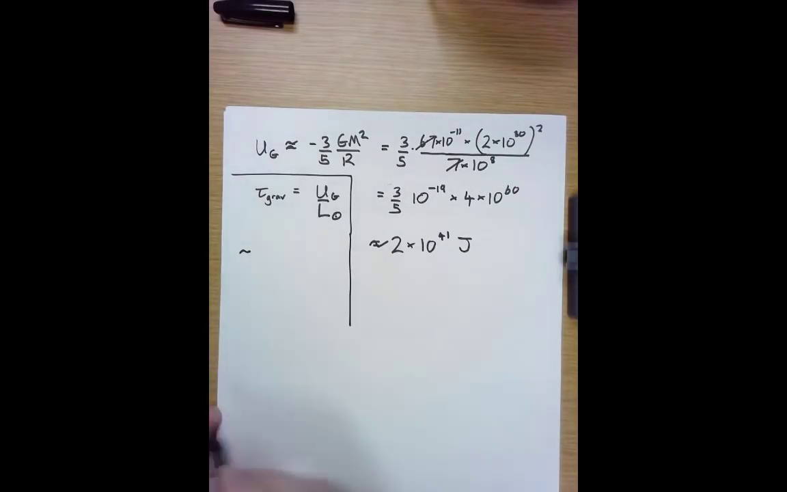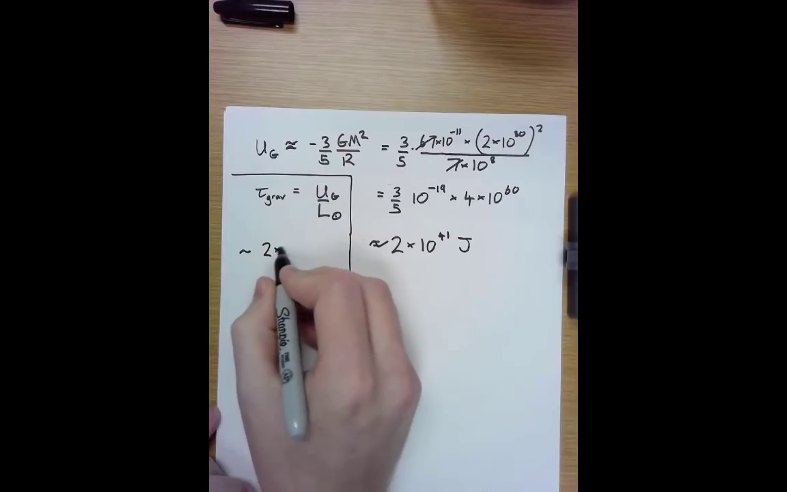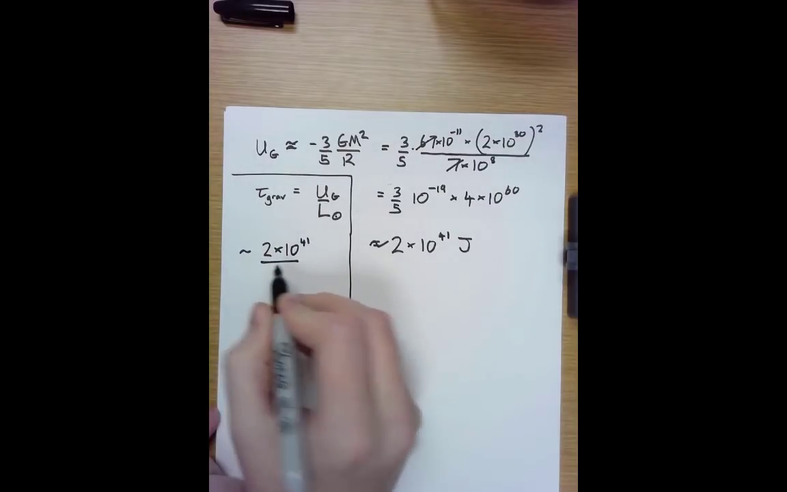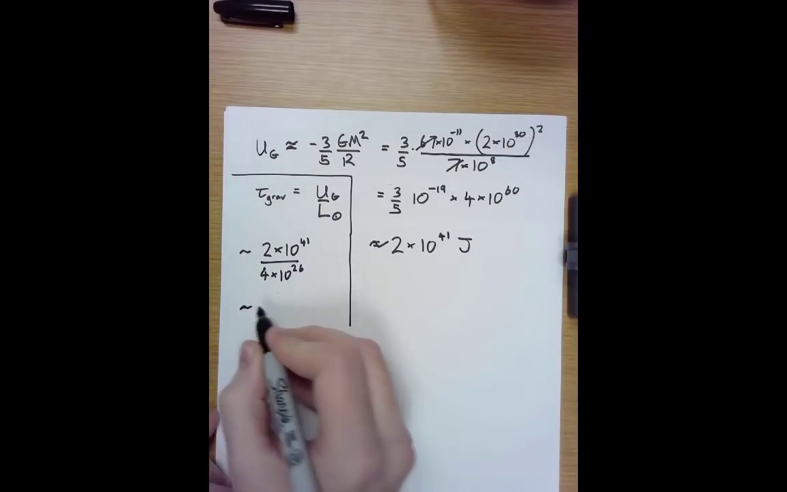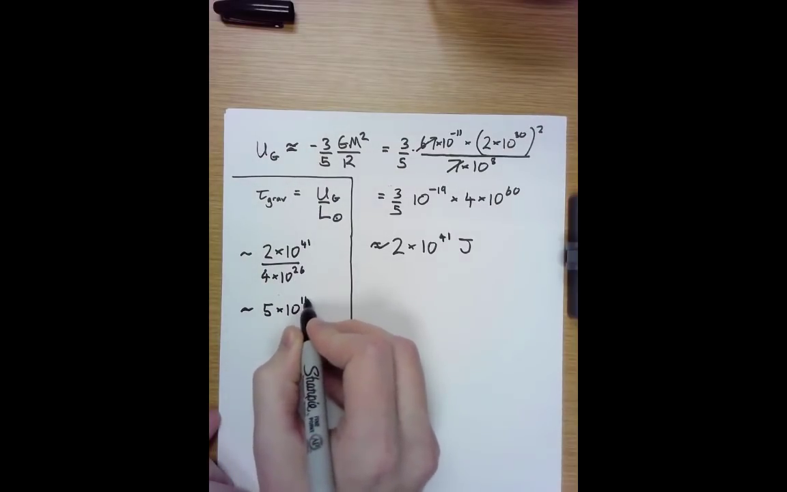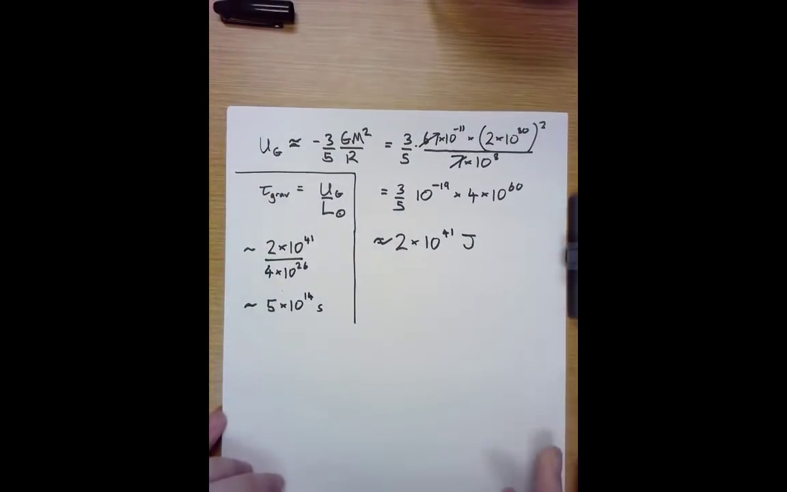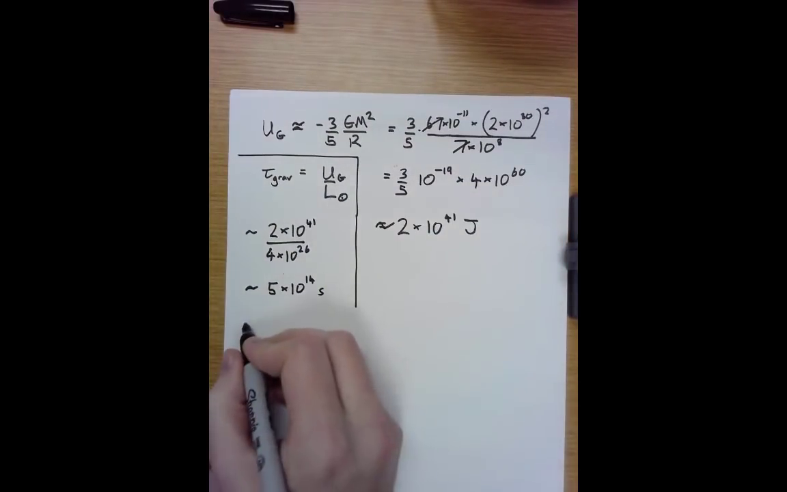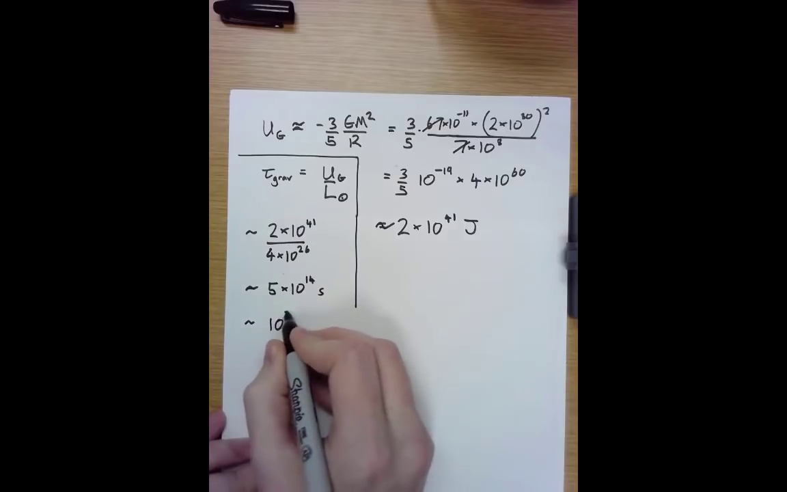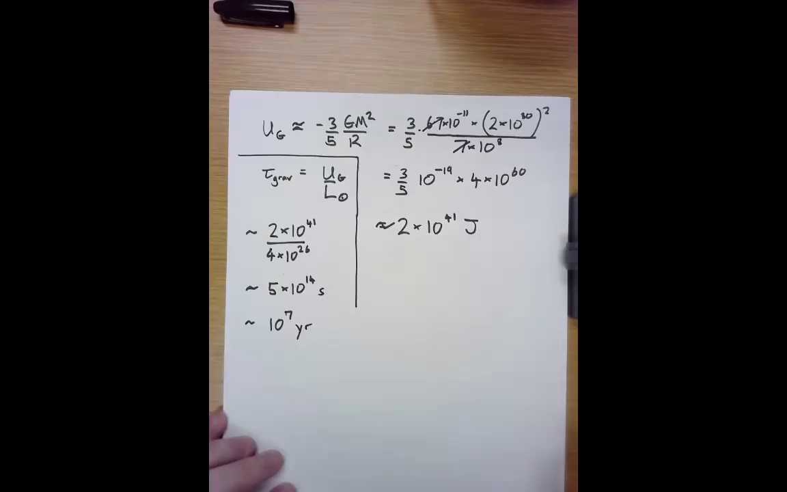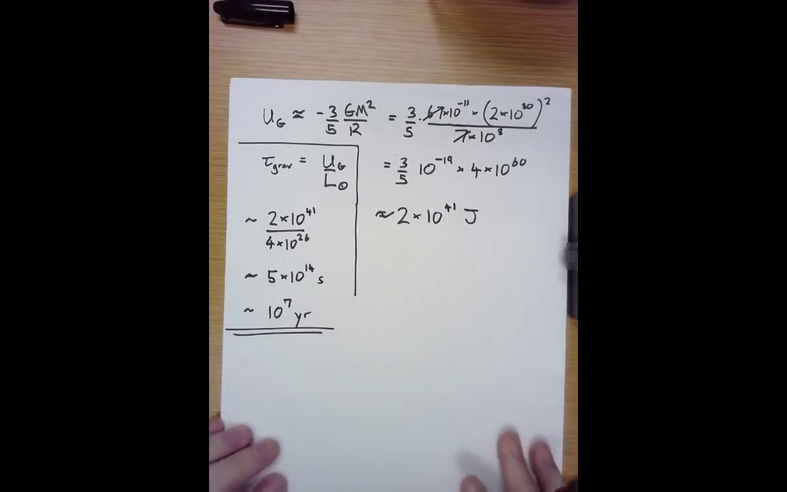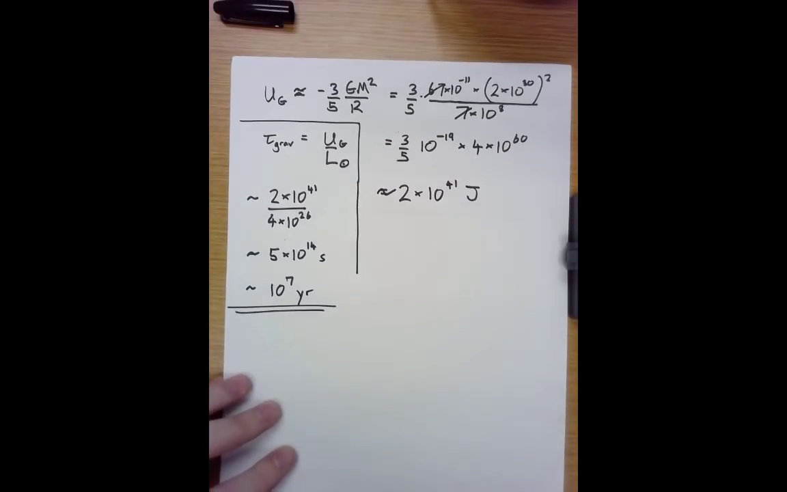So that means that the gravitational energy time scale is 2 times 10 to the 41 divided by 4 times 10 to the 26, and that's 5 times 10 to the 14 seconds. Well, there's about 3 times 10 to the 7 seconds in a year, so this is about, again, to within an order of magnitude, 10 to the 7 years. Okay? So that's 10 million years. That's how long it would take the sun to lose all of its gravitational potential energy, if that were the source of its energy.